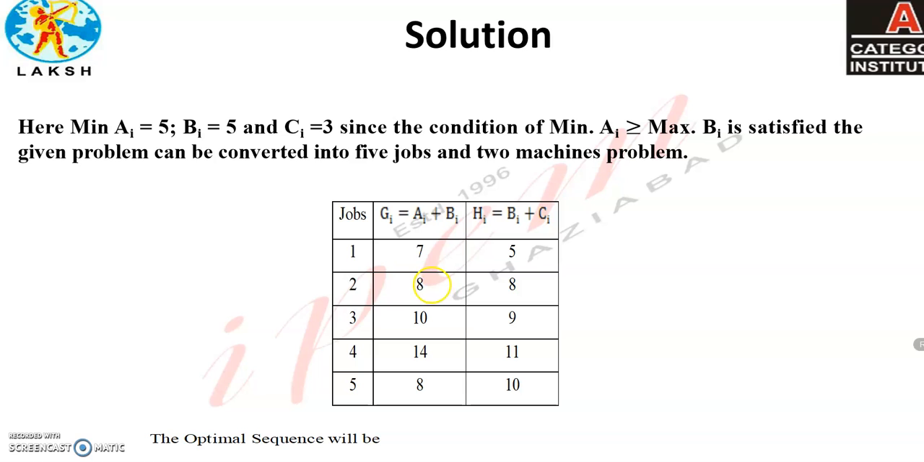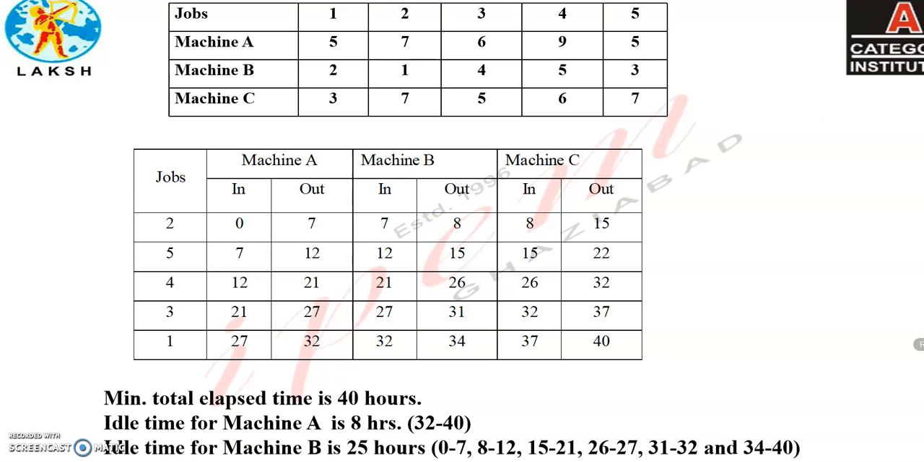To find the optimal sequencing we will make a rectangular box, and if the minimum time is taken by machine G, we will write the job from the left side, and if the minimum time is taken by machine H, then we will write it from the right side. So the optimal sequence will be 2, 5, 4, 3, 1, right? Now we have to find the minimum elapsed time. So optimal sequencing you will all find is 2, 5, 4, 3 and 1.